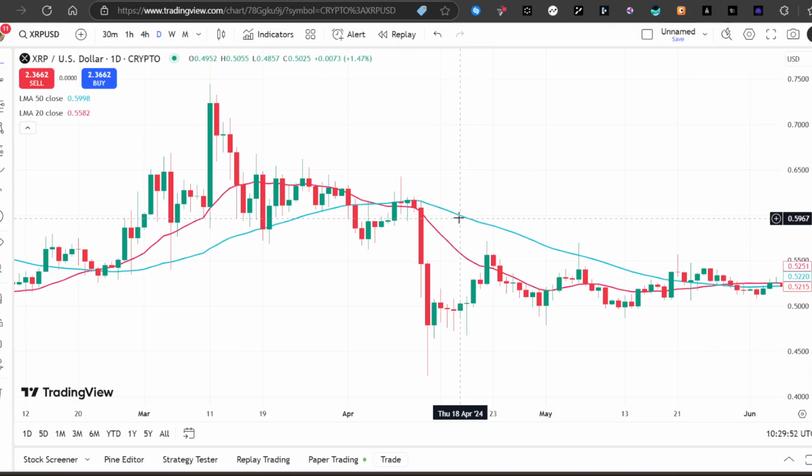And that is how you can use the logarithmic moving average to improve your trading.